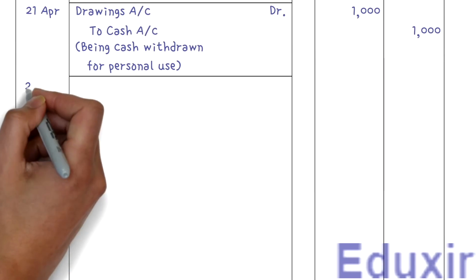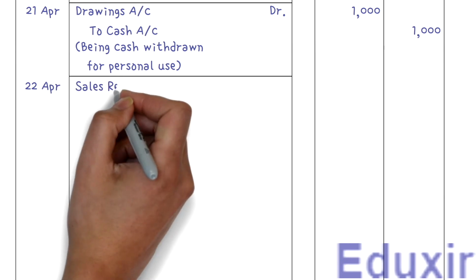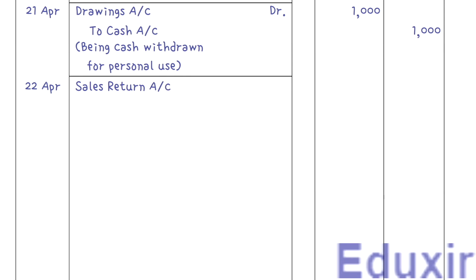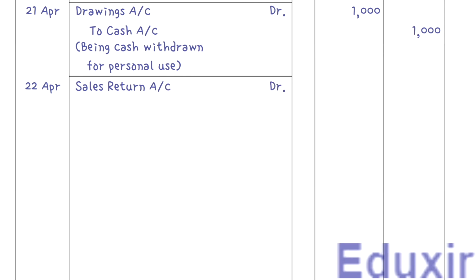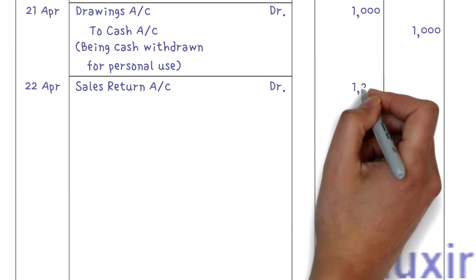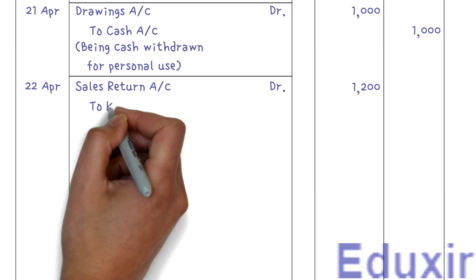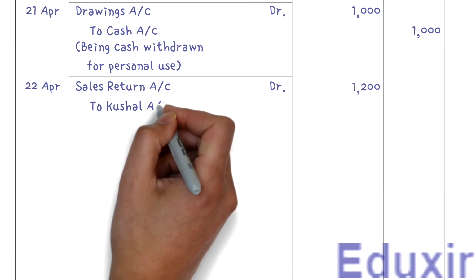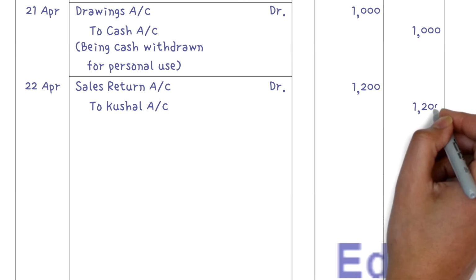Let us first record the date. Let us then record the sales return account as the debit entry. Let us also write the text DR to indicate that this is a debit entry. Let us then record the debit amount of 1200 rupees in the debit amount column. Leaving a margin, let us record the Kushal account as the credit entry. Let us also record the credit amount of 1200 rupees in the credit amount column.